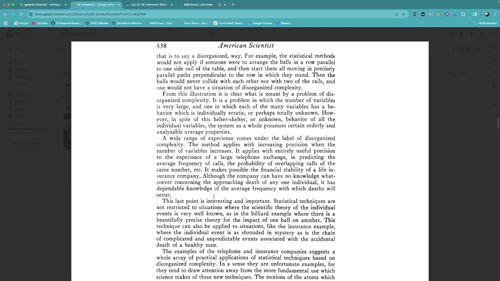A wide range of experience comes under the label of disorganized complexity. The method applies with increasing precision when the number of variables increases. It applies with entirely useful precision to the experience of a large telephone exchange in predicting the average frequency of calls, the probability of overlapping calls of the same number, etc. It makes possible the financial stability of a life insurance company, although the company can have no knowledge whatsoever concerning the approaching death of any one individual. It has dependable knowledge on the average frequency with which deaths occur.